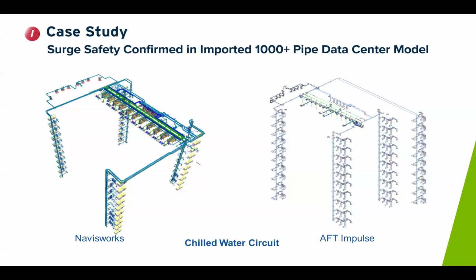So if we look at the model that they built, on the left, you can see in Navisworks, it's a fairly complex model. On the right is what was imported and how it got into AFT Impulse and what it looked like within that system. As you can see here, complex system, 11 stories, multiple HVAC units that were put into this.